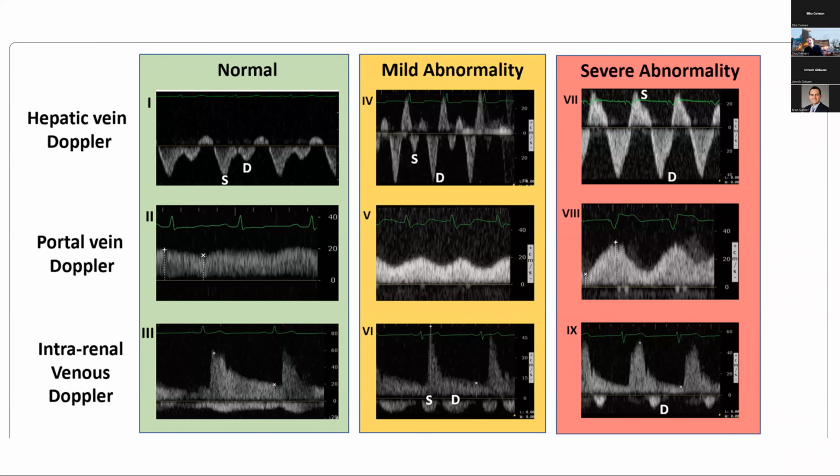And then they looked at the presence of normal, mild, or severe Doppler flow patterns across each of these vascular beds we just talked about. So in hepatic vein Doppler, severe was considered S-wave reversal. Portal vein Doppler was pulsatility over 50%. And in intrarenal venous Doppler, it was monophasic flow patterns. They actually did not include renal resistive index in this evaluation.